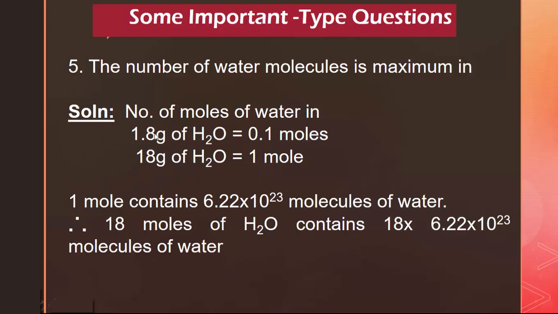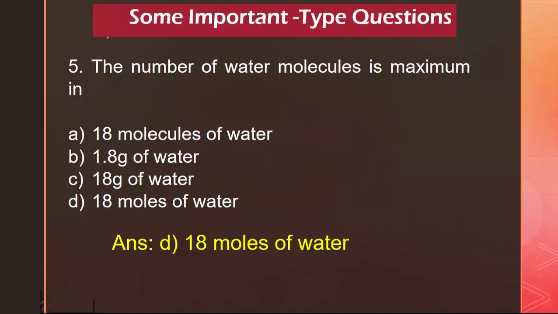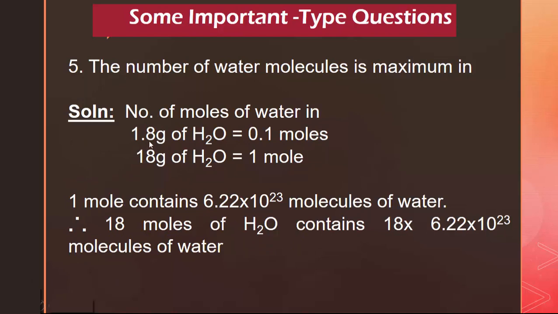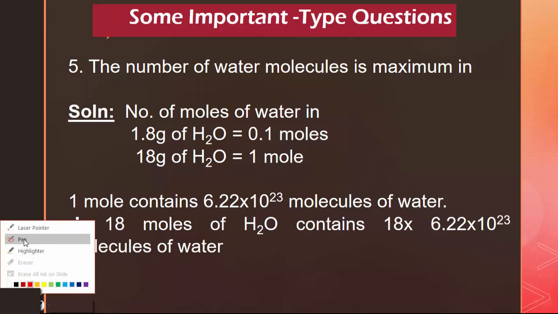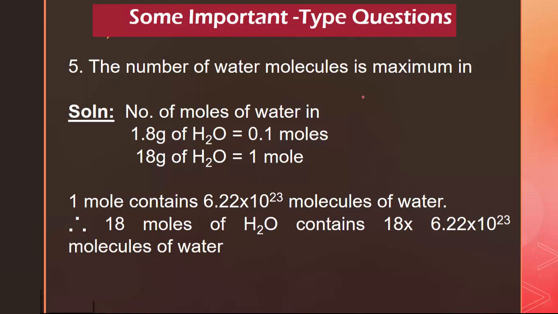Now let's calculate the number of moles of water in 1.8 grams of water. This was option B that was given, so we are going to calculate for that. How many moles are there? 1.8 divided by 18. 18 is the molecular mass of water and 1.8 is the given mass. So given mass by molecular mass is the number of moles. So the value is 0.1 mole.